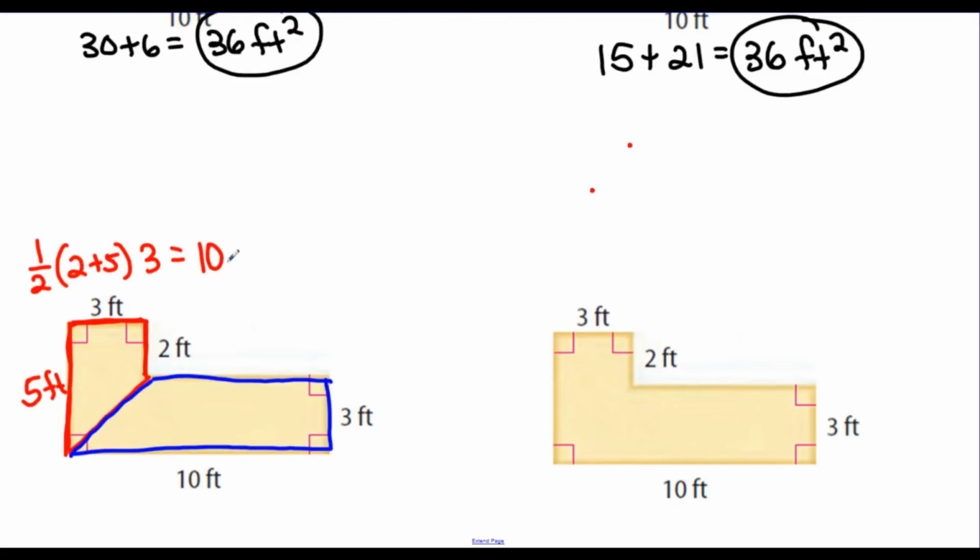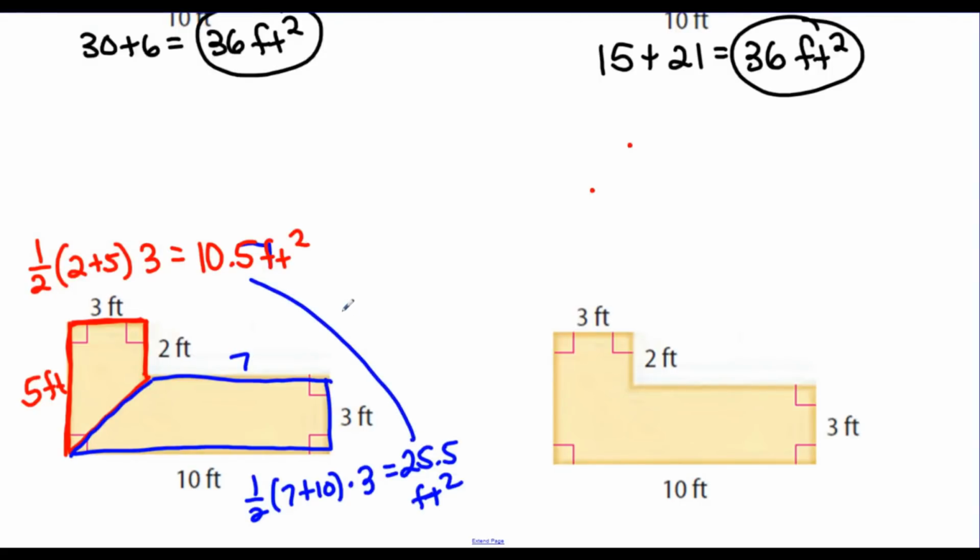which gives us 10.5 square feet for the red trapezoid. And then for the blue trapezoid, this is 7, we figured. And again, that's 1/2 base 1 plus base 2 times height, which is 25.5 square feet. And then when we add these two together, you get 36 square feet. Now you're probably thinking, wow, that was a lot of work and way more complex than either one of these two. And I would totally agree with you, but you can see that it works.